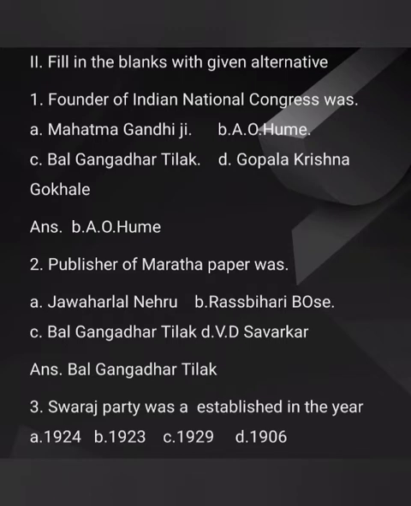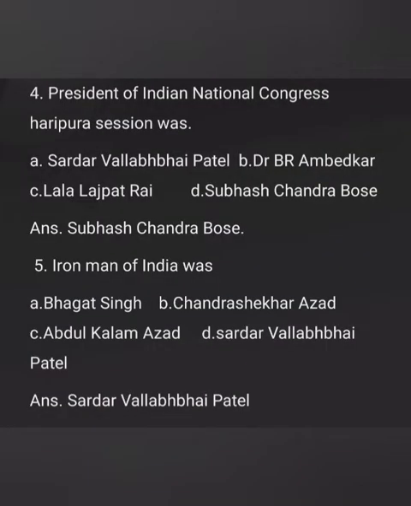First question is founder of Indian National Congress was, the option B, A.O. Hume. Second one is the publisher of Maratha paper is, option C, Bal Gangadhar Tilak. Third one is Swaraj Party was established in the year 1923. Fourth question is President of Indian National Congress Haripura session was Subhas Chandra Bose. Iron Man of India was Sardar Vallabhbhai Patel.